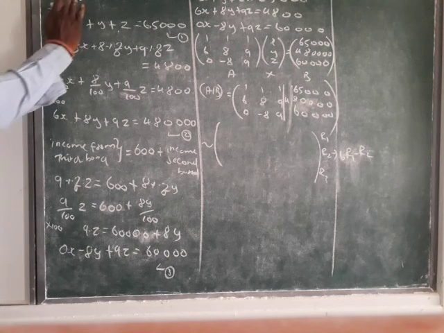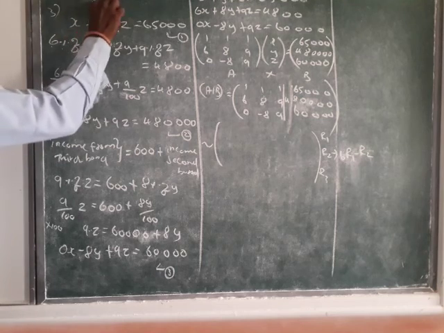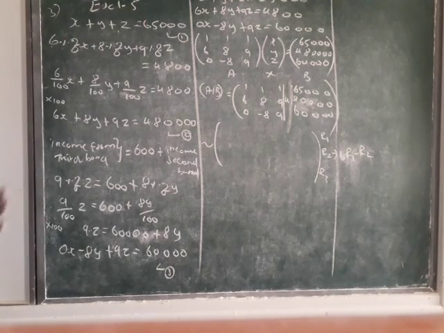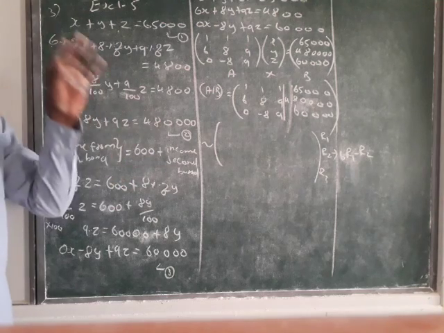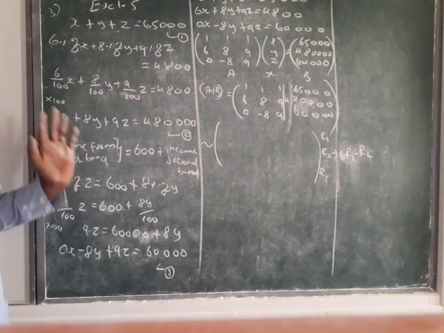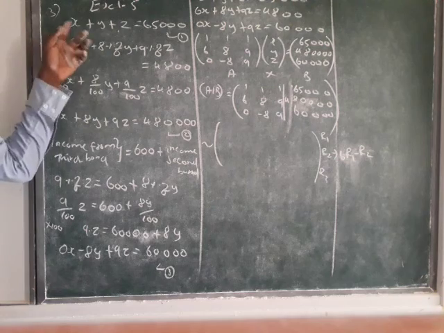In exercise 1.5 on matrices, there are some changes between the new book and the old book. So now I will explain what is given in the new book. The first one is no problem. The investment is 65,000 in three different bonds. Okay, the data as X, Y, Z.